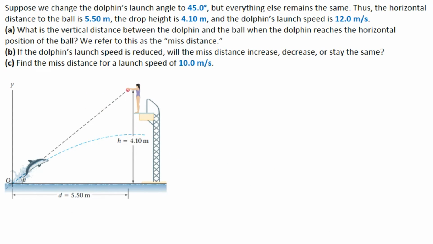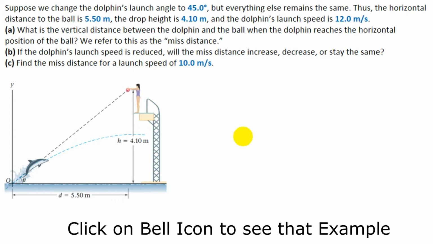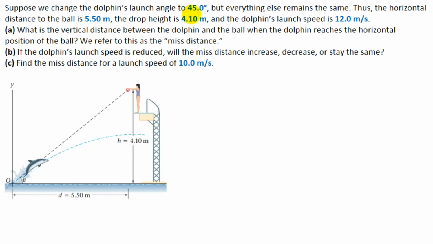Now this question is similar to the example that we discussed in our previous videos, with a small change, and the change is that this time the dolphin is launched at an angle of 45 degrees above horizontal. Other things remain as they are. So this is 45 degrees and this person drops the ball at a height of 4.10 meter and this horizontal distance is 5.50 meter. Also we are given that the initial speed, the launch speed for the dolphin, is 12 meter per second. Now there are three parts in this question that we need to find.